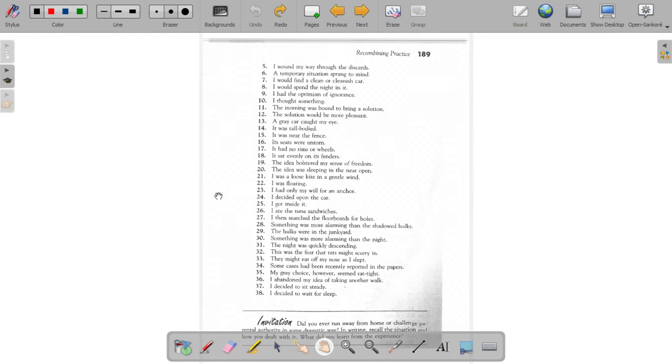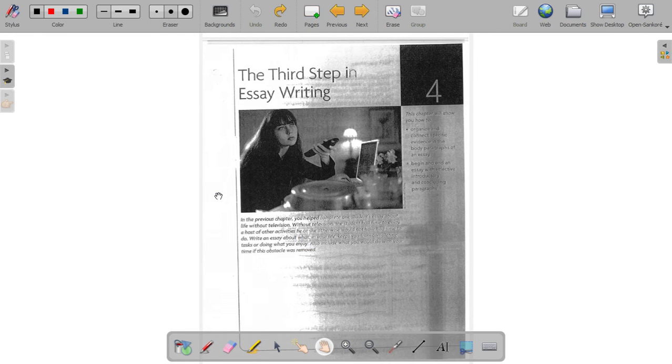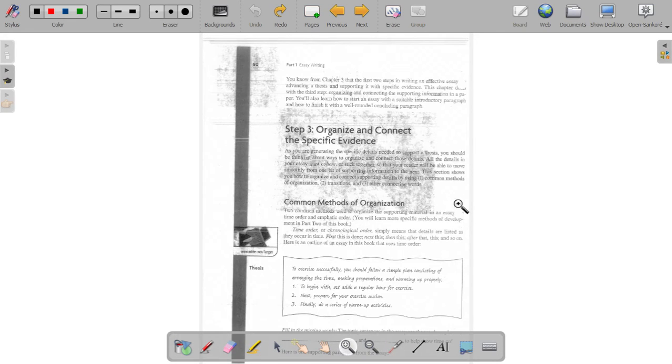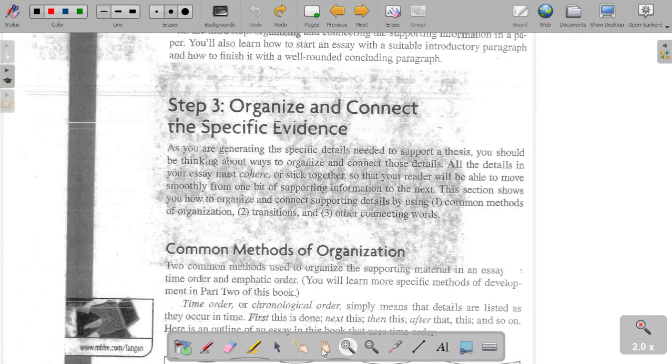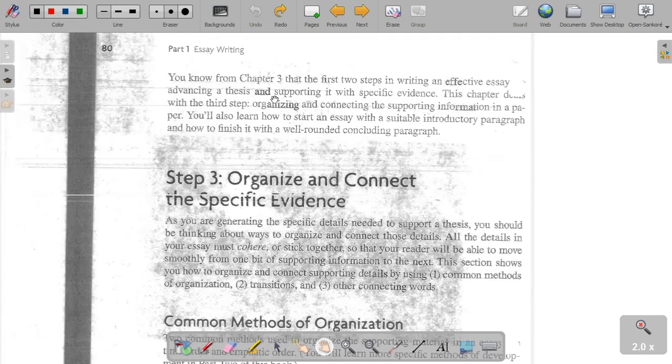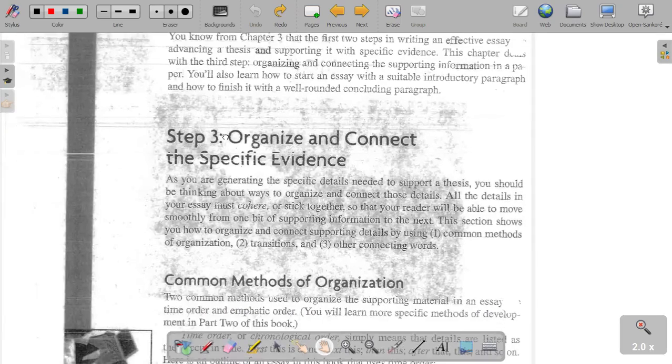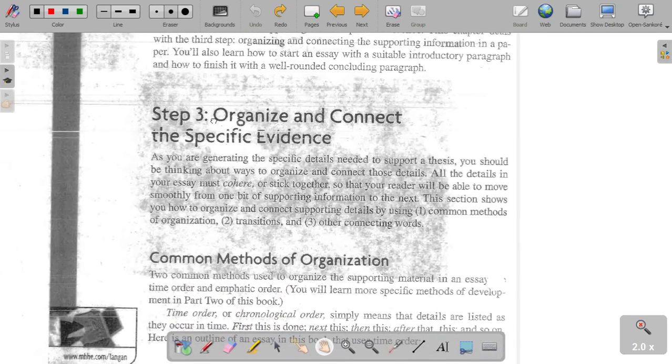Okay, excellent. All right, let's go ahead and move on to essay writing. So if you skip ahead to where it says the third step in essay writing, and again, Kazra, you don't have this in your binder, but you'll get it tomorrow. So the first two steps in writing are basically to figure out your topic and your thesis, and then number 2, to find information. So topic and then information. So here we have different things to pay attention to. So are advancing a thesis and supporting it with specific evidence. So this is about the third step, which is organizing and connecting the supporting information in a paragraph.